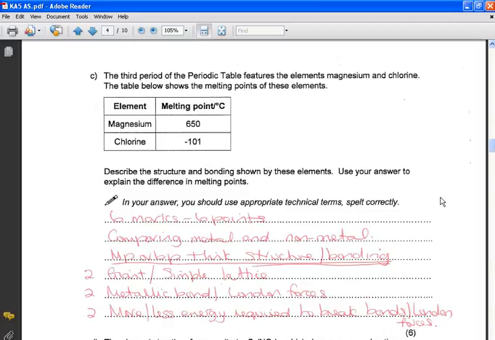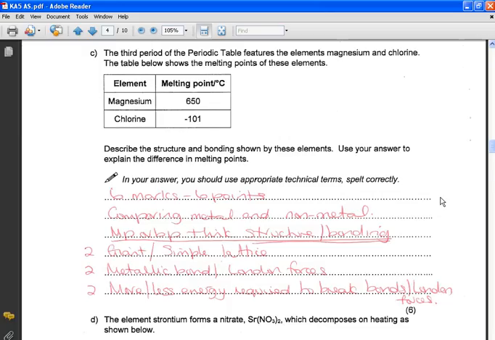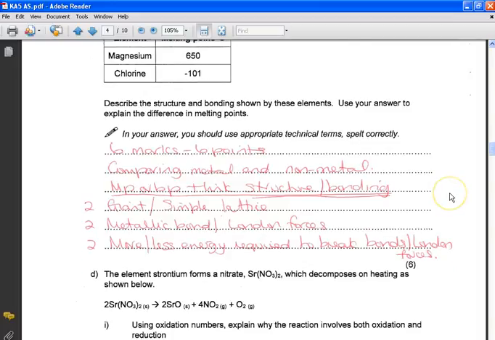Okay, we're comparing here magnesium and chlorine, a metal and a non-metal. Structure and bonding, really common questions, and you can pick up quite a few marks as long as you answer these questions correctly. As it says here, 6 marks, 6 points you've got to make.